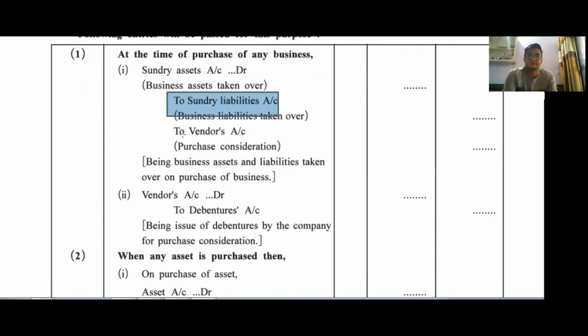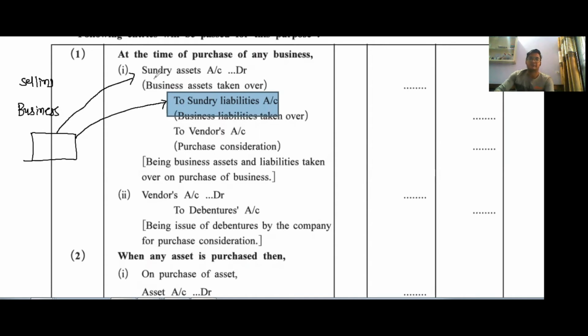Vendor means seller. It means if any person is selling his business, then in this business, the entire assets are transferred to the buyer, so asset account debit. Along with assets, liabilities are also transferred, so liability account credit. It means asset account debit, liability account credit. And to acquire this business, the company has to pay some amount to the seller, so seller account credit.